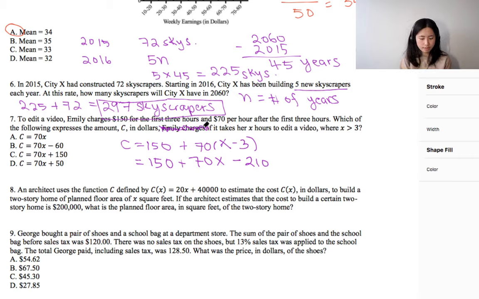So 150 minus 210, that's negative 60. So it should be B. This is 70x minus 60. Great. Okay, so that's it for number 7.